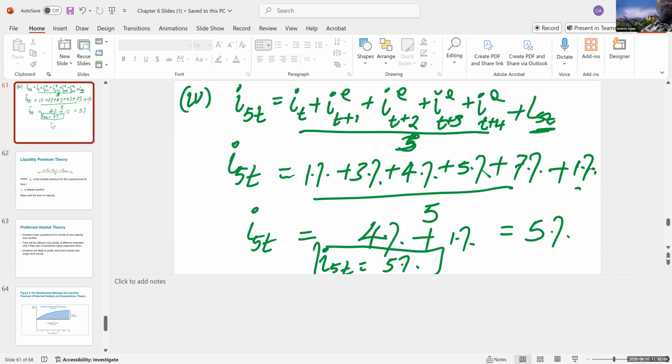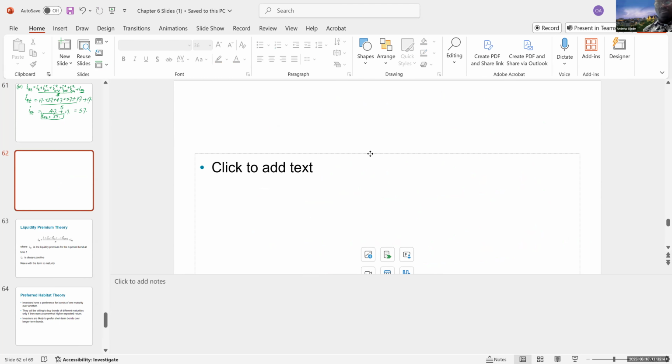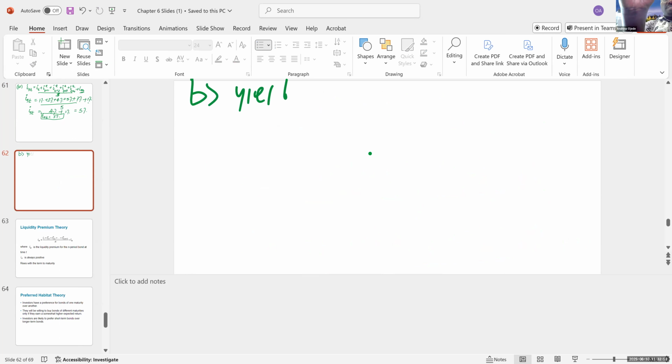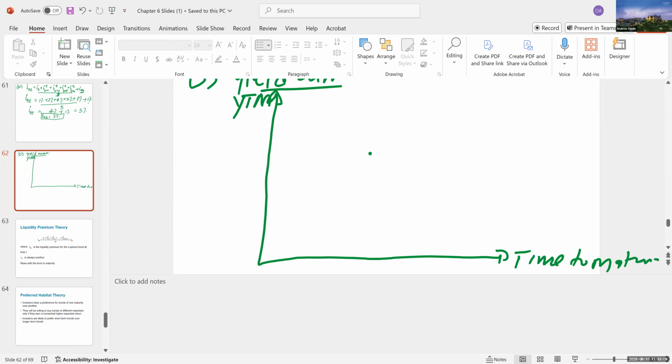Okay. And then part B says we should plot the resulting yield curve, which is an easy thing to do. In the yield curve, we plot a combination of YTM, or yield to maturity, or interest rate, on the vertical axis versus time to maturity. So we have been given the 1-year bond interest rate. We said it was 1%, right?